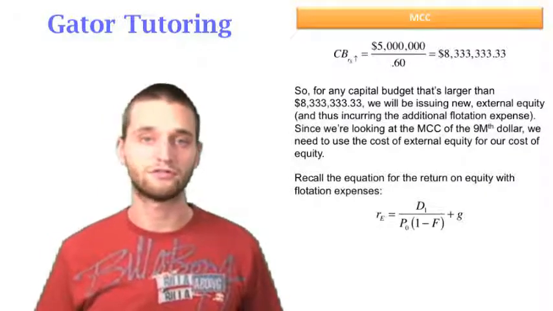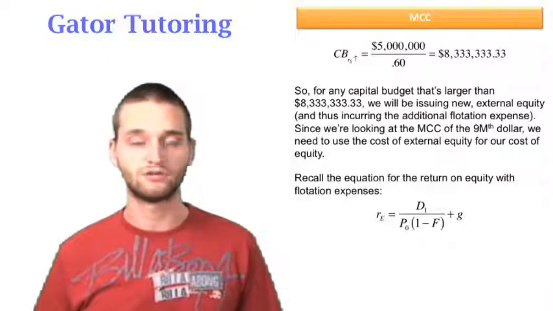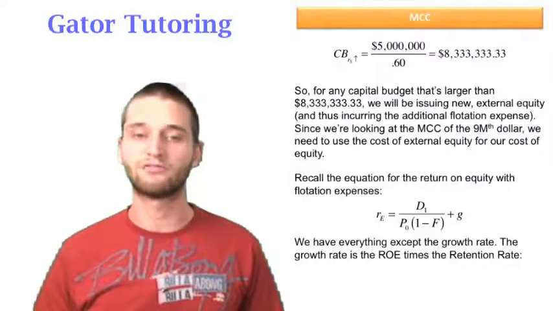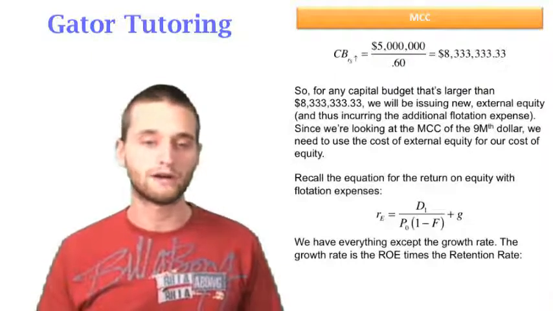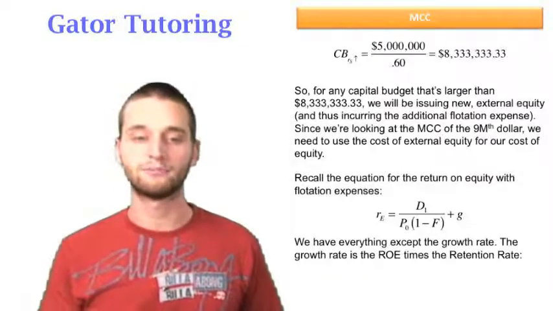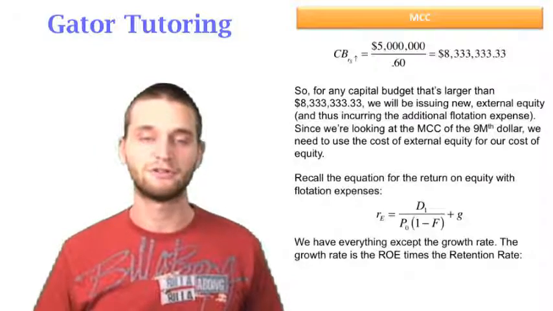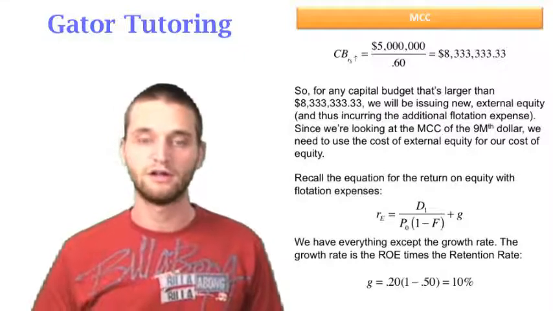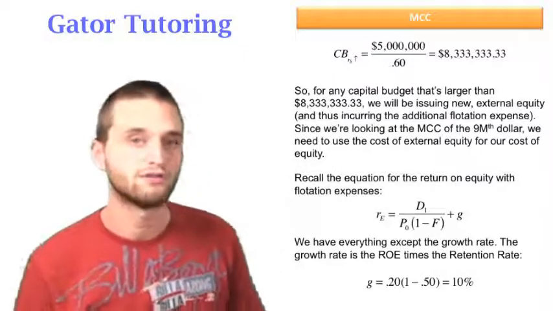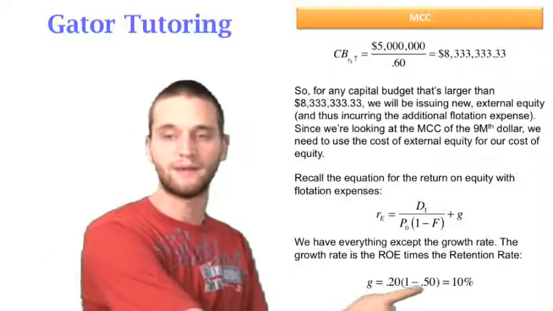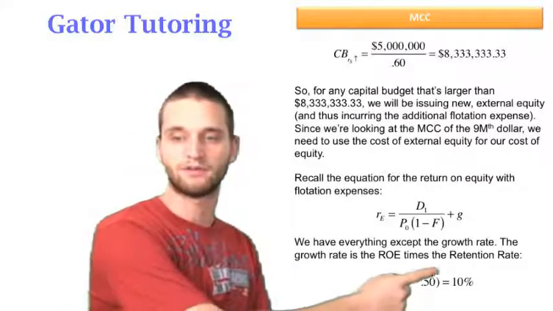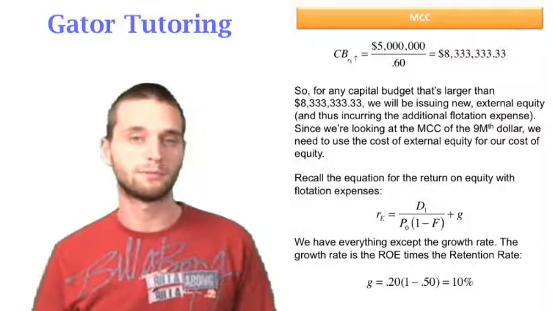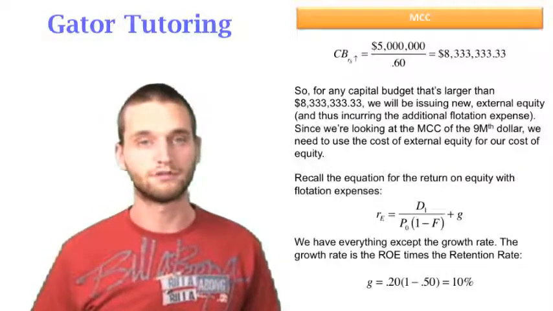So this is going to be the cost of stock for us since we have to issue new external equity. Well, we have everything in the question except for the growth rate. But remember, the growth rate can also be found by multiplying the return on equity times the retention rate. And we do have both of these. So the return on equity is 20%. The retention rate is 1 minus the dividend payout rate, so it's 1 minus the 50%. This 50% is a dividend payout rate. 1 minus that is a retention rate. 0.2 times 0.5 gives us a growth rate of 10%.